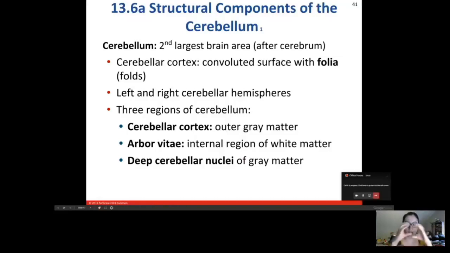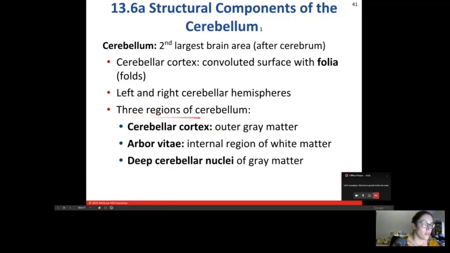So the cerebellum is going to be that little tiny brain. It's at the back. Just like the cerebrum, it has an outer cortex of gray matter and an inner sort of white matter. It also has right and left cerebellar hemispheres. At the back of your head, you have the cerebellum and cerebrum, and there's a transverse fissure that goes right in between them.